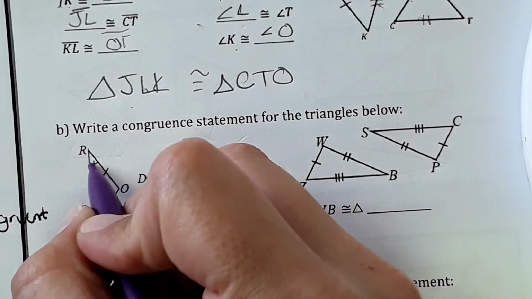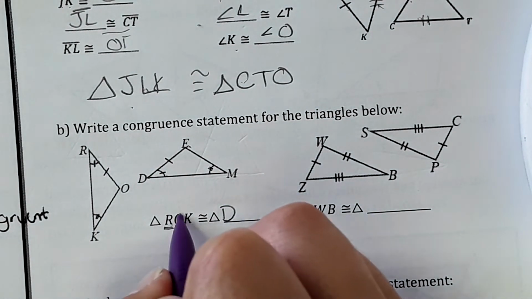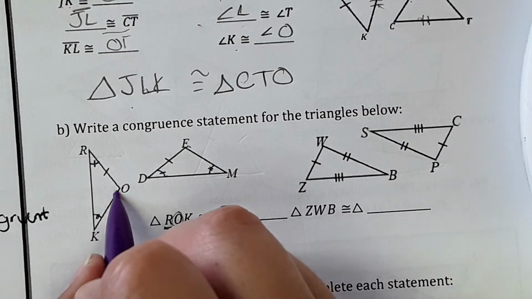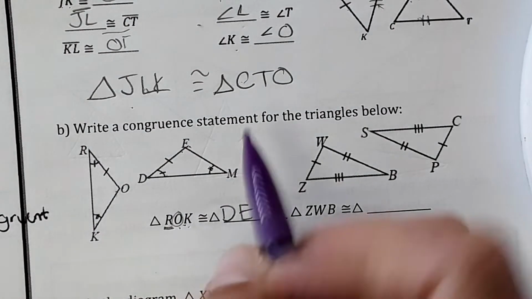So angle R right here has 1 dash, so I'm looking for that over here, so that would be D. O has nothing on it, so that would be E. And K has 2 dashes, so that would be equal to M.